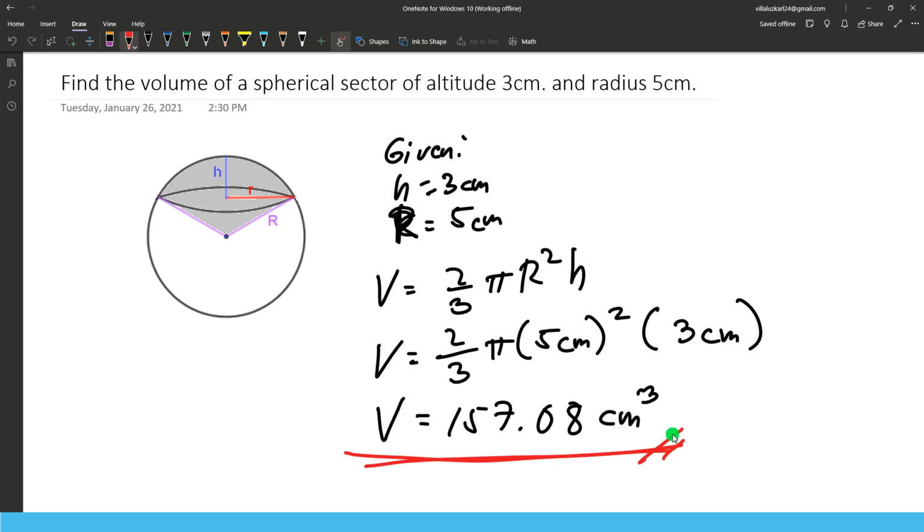cubic centimeters. That ends our lecture in solid geometry.